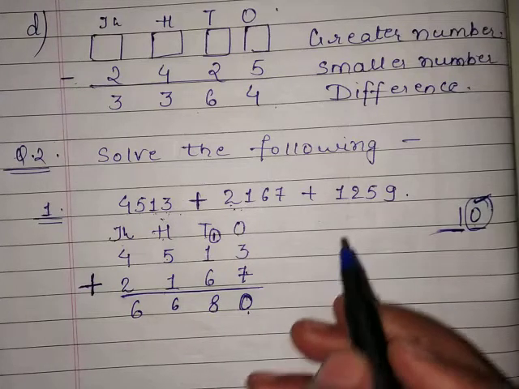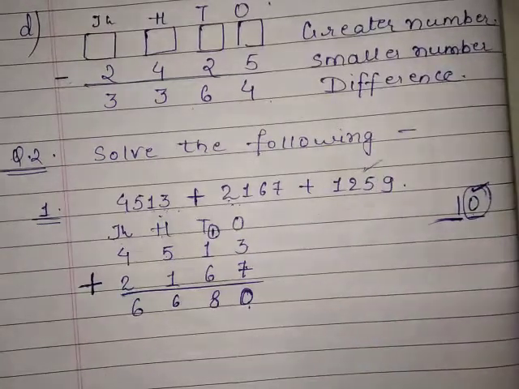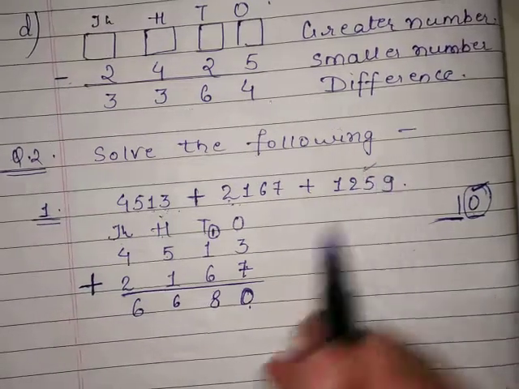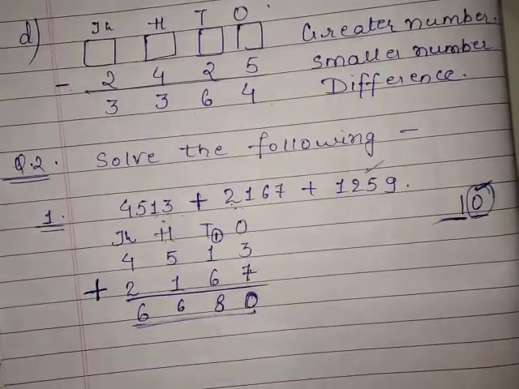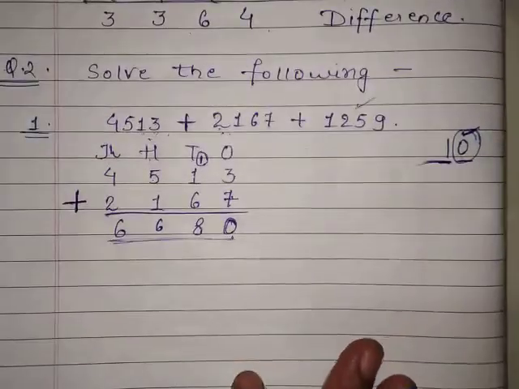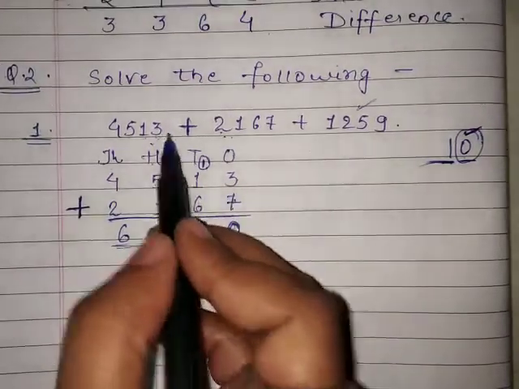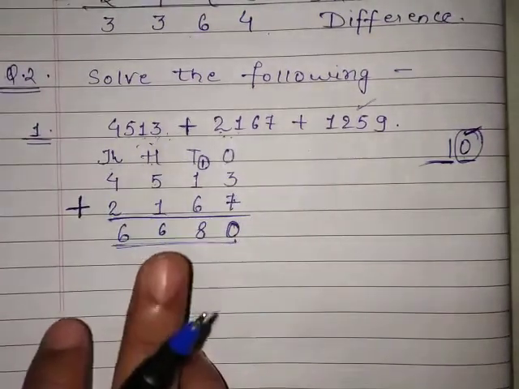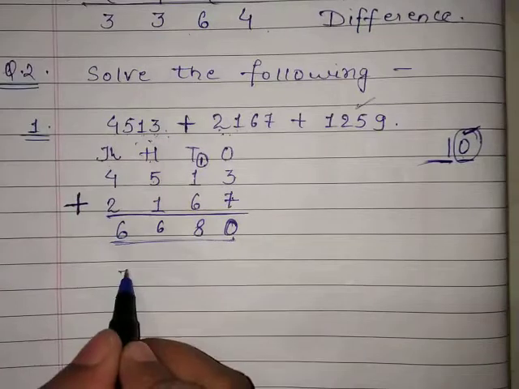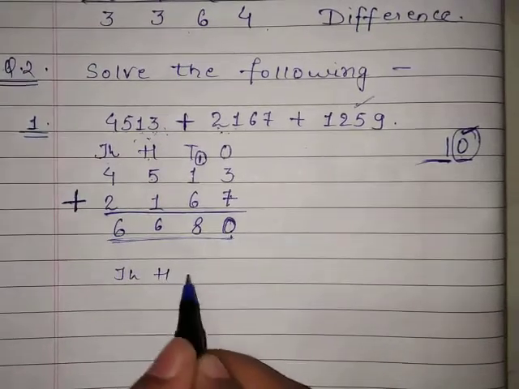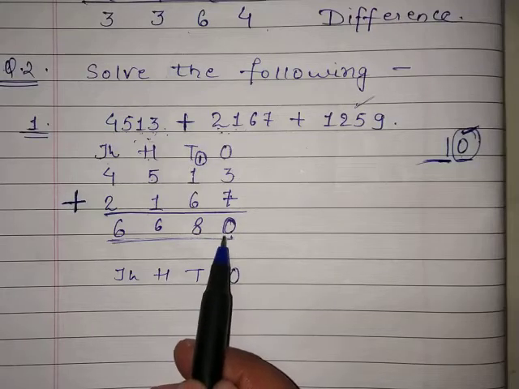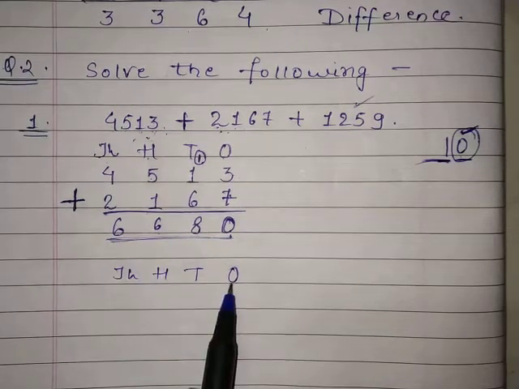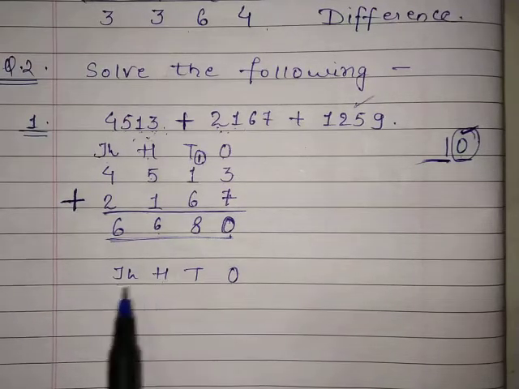Now, this number is left. So now what will we do? We will add this number to the addition of these two numbers. The addition of these two numbers was 6,680. So again we will write the place. Alright, first, 1 times 100,000. So we have written 1 times 100,000.